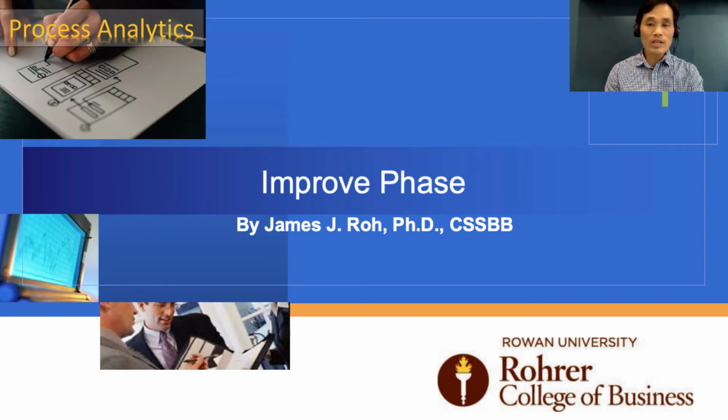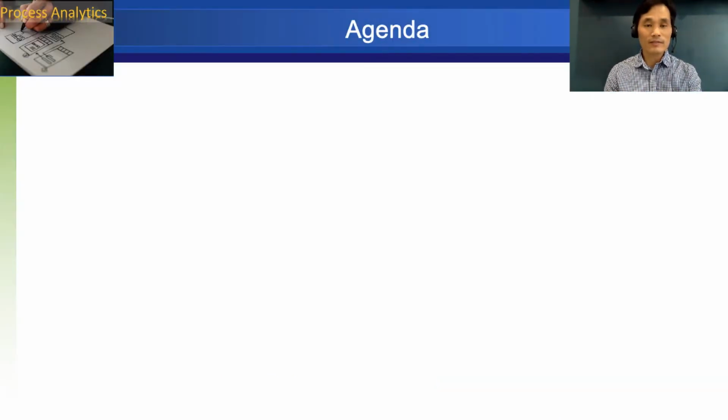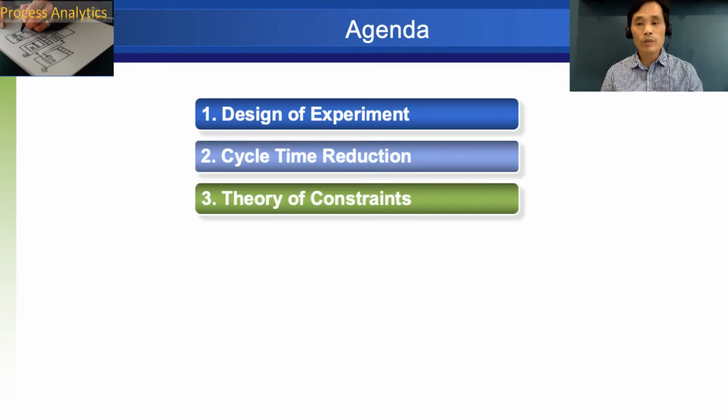Module 4 looks at the improve phase. There could be many methods to improve a process after quantitatively and qualitatively investigating it. In this lecture, three things will be discussed: design of experiment, cycle time reduction, and theory of constraints. Let's first take a look at design of experiment.